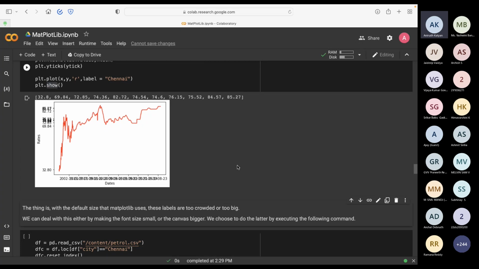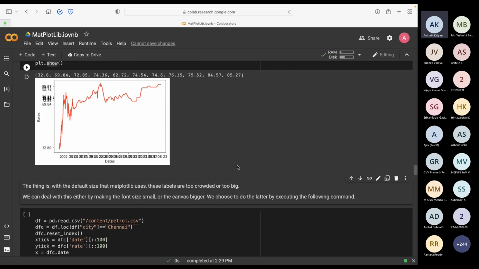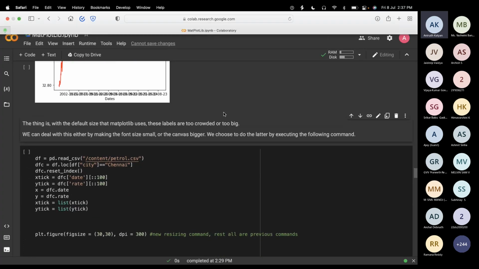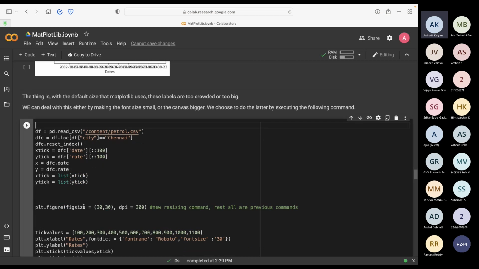What I'm going to do in this case is teach you how you can make the canvas bigger. So again, I'm going to introduce one extra command, which is plt.figsize. This is your new resizing command. And in typical fashion, all of these are in inches. So this is going to be 30 inches by 30 inches with a pixel density of 300.